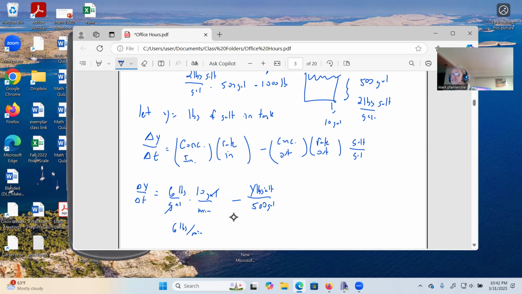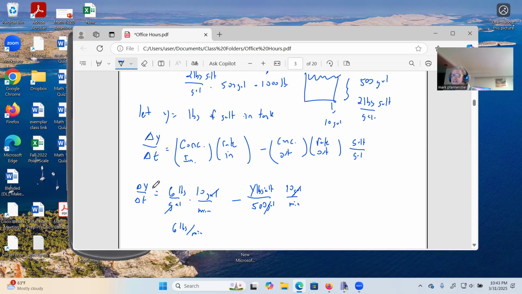And since we know it's just y pounds of salt, this is always going to be the concentration that comes in. And then what's the rate out? It's going to be leaving at 10 gallons per minute out. So again, my gallons cancel. I have y pounds of salt per minute is leaving.